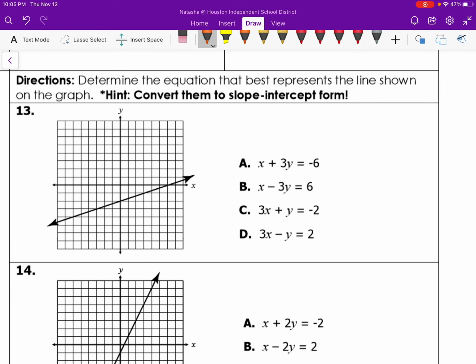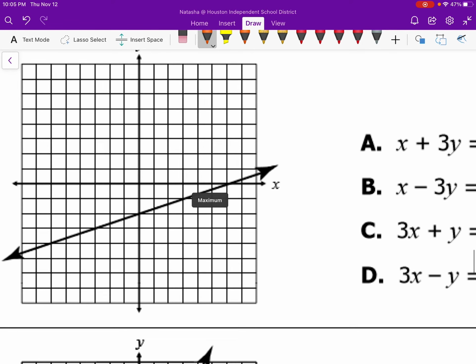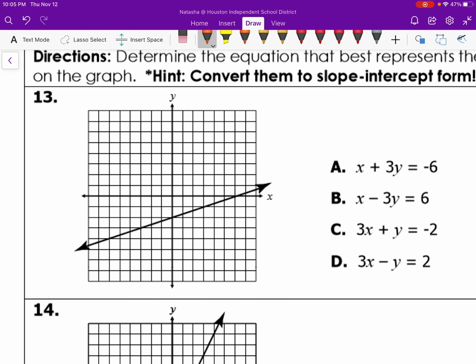All right, sometimes we have a situation where we're given a graph and we need to put it into standard form. Okay, the easiest way to do this is to write your equation in slope-intercept form from the graph and then convert to standard. So what I want to do is find my y-intercept.